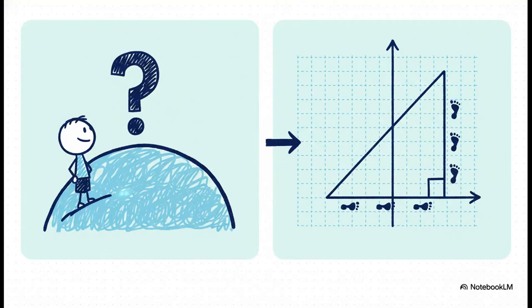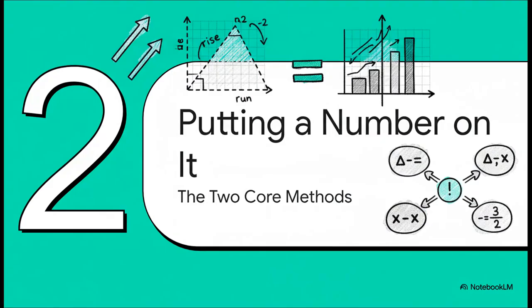So, here's the key shift in thinking. We go from asking a really general question like, hey, how steep is that, to something incredibly specific and measurable. For every single step we take forward, how many steps do we go up or down? That right there, that's the essence of slope. All right, so how do we actually calculate this magic number? It's actually way more straightforward than you might think. All you need are 2 points on any given line.